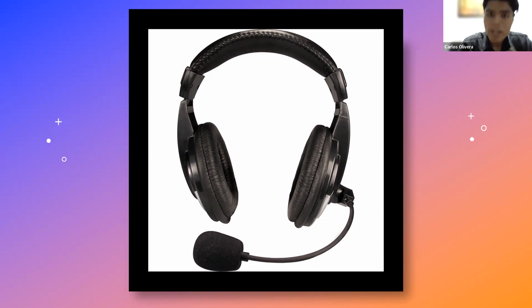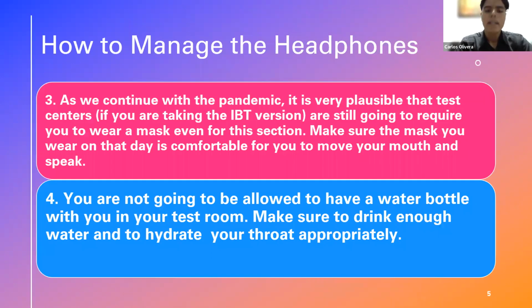So please consider that. Try to make some tests on your own. Try to get one of these headphones and try to use it and see if you are comfortable, for example, with the first type of mask, with the second type of mask, or try to find your comfort there, okay? Now, finally, you are not going to be allowed to have a water bottle with you in your test room, okay? Make sure to drink enough water and to hydrate your throat appropriately.